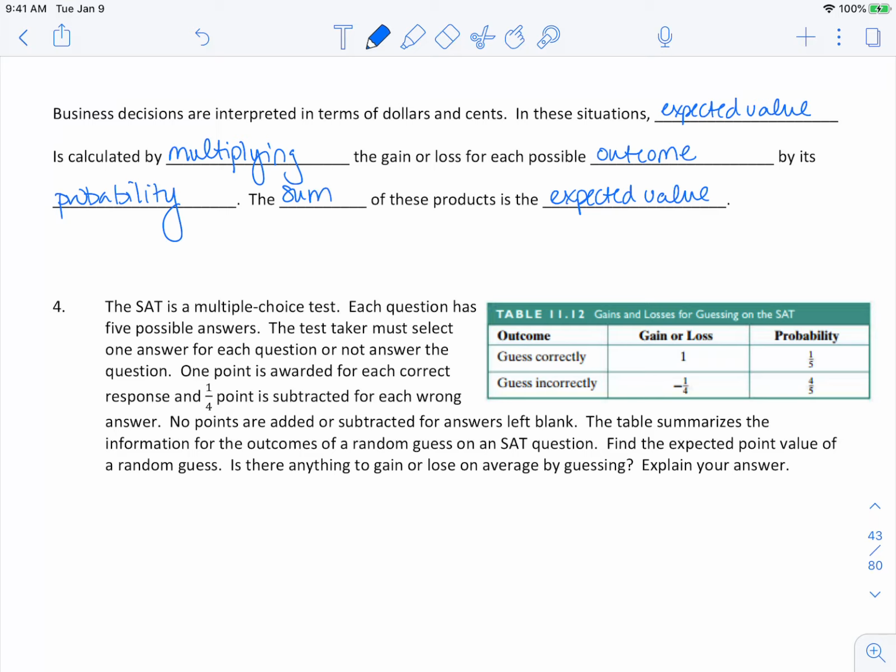The table summarizes the information for the outcomes of a random guess on an SAT question. Find the expected point value of a random guess. Is there anything to gain or lose on average by guessing? Explain your answer. I would like you to do this one, please.